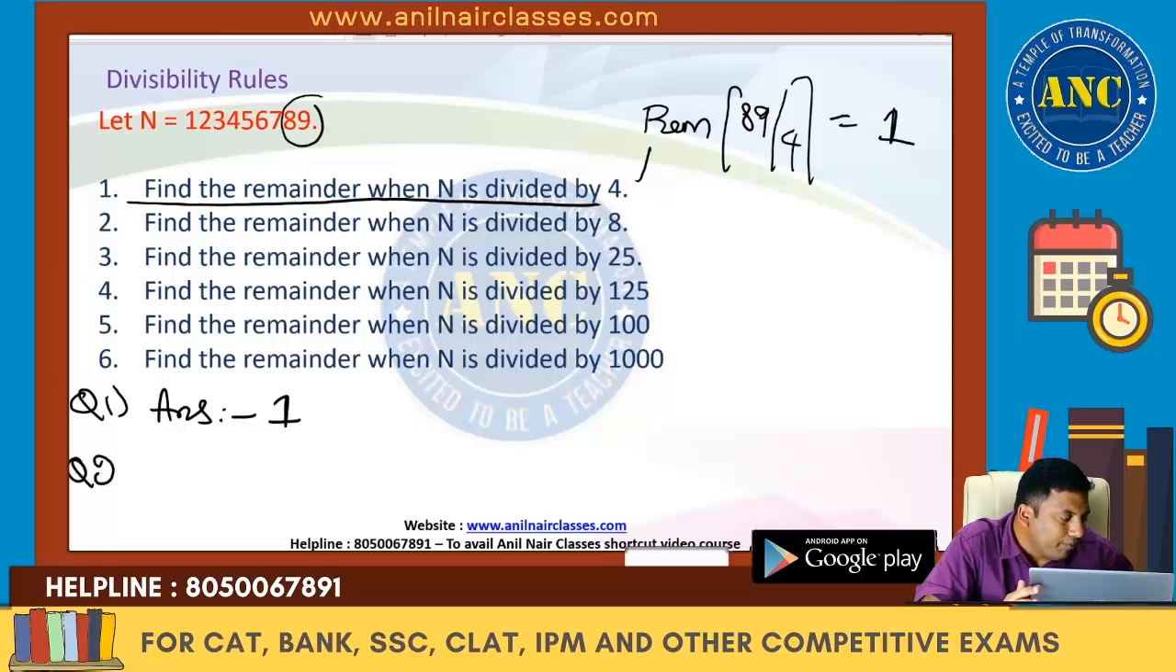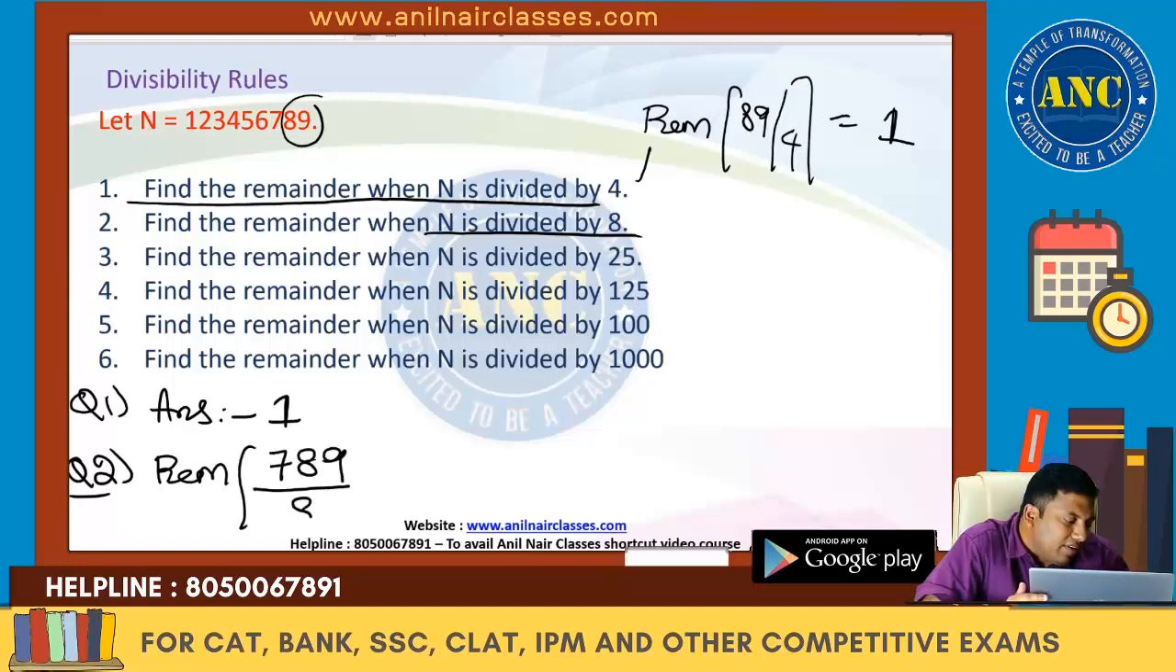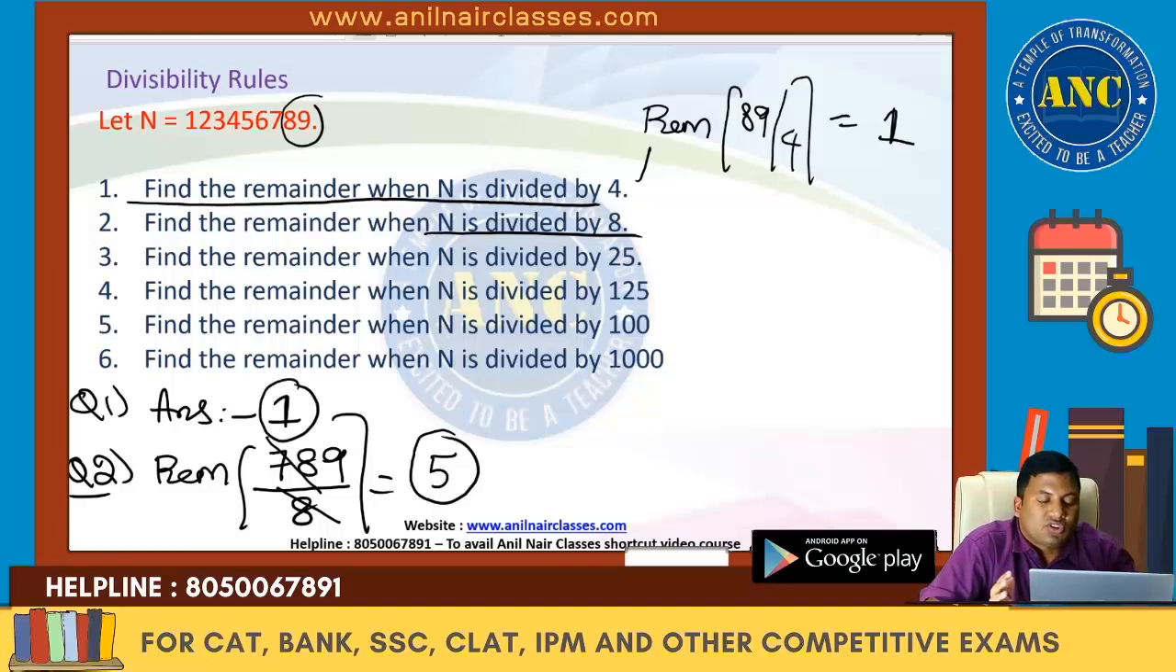Now question 2. What is the remainder when a number is divided by 8? 8 is 2 power 3. The last 3 digits should be divisible by 8. The last 3 digits are 789, when divided by 8. 8 9s are 72. 72, 69. 8 8s are 64. What is the remainder? 5. Question 1 is divide only the last 2 digits by 4. Question 2 is divide the last 3 digits by 8. Otherwise, you will end up dividing the entire number by 8. You don't need to do it.